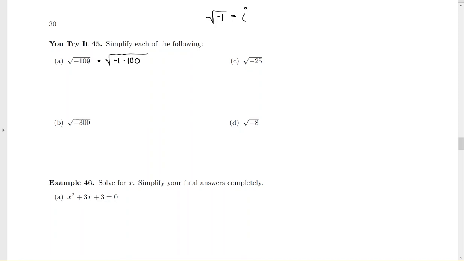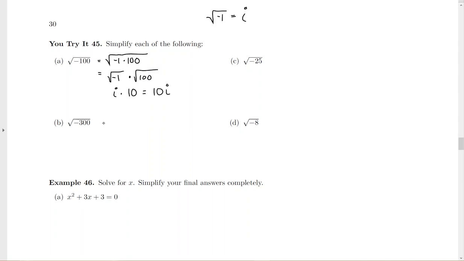This is -1 times 100, which is -100. This is the same as the square root of -1 times the square root of 100. I can go ahead and break it up because it's all multiplication. If it had been addition in there, I can't do it. But if it's multiplication, I can break the radical up. The square root of -1 is i, times the square root of 100, which is 10. So this would be the same as 10 times i, 10i, or i10.